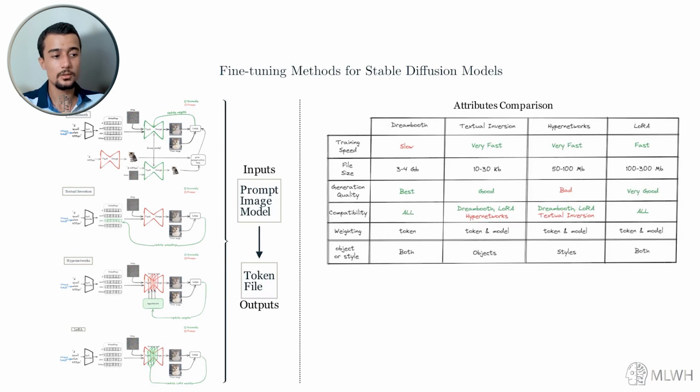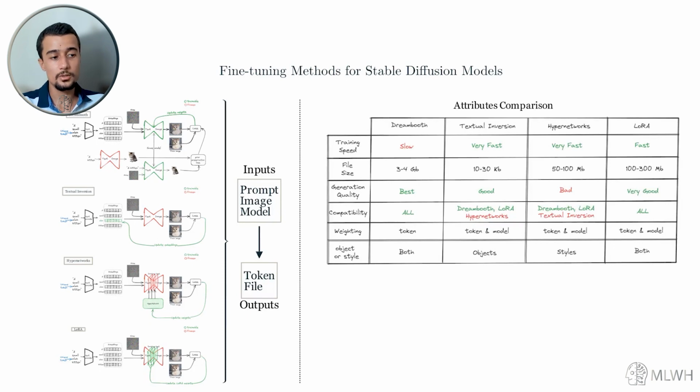For example here, Textual Inversion works well with both Dreambooth and LoRAs, but not so well with Hypernets. Then we have weighting, which refers to the ability of assigning weights to either the model or the instance token. And we can see here that we can apply some sort of weights for the different techniques. And finally, the object or style attribute, which is whether the method works better when trained for objects or style.